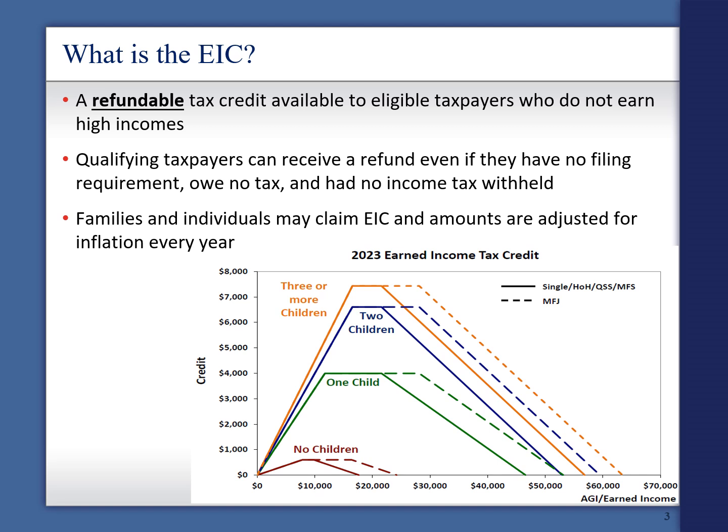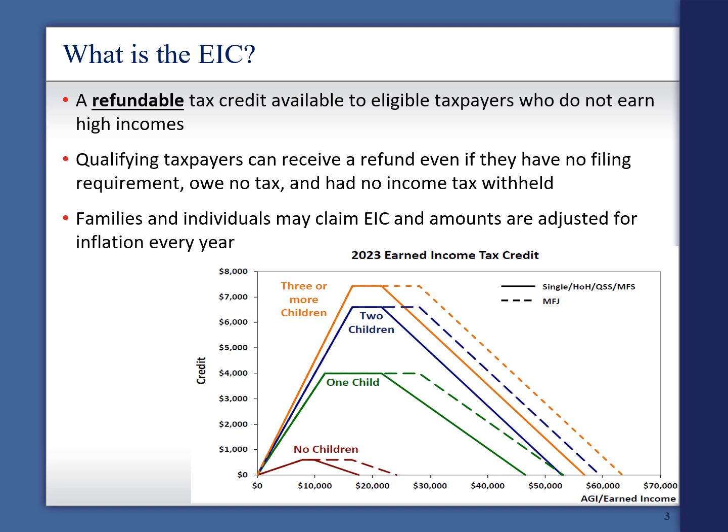The EIC is a refundable tax credit for most people who work but do not earn high incomes. The purpose of EIC is to reduce the tax burden and to supplement the wages of working families whose earnings are less than the maximums for their filing status. Eligible taxpayers can receive a refund with this credit even if they have no filing requirement, owe no tax, and had no income tax withheld. EIC is reported on its own line on Form 1040.